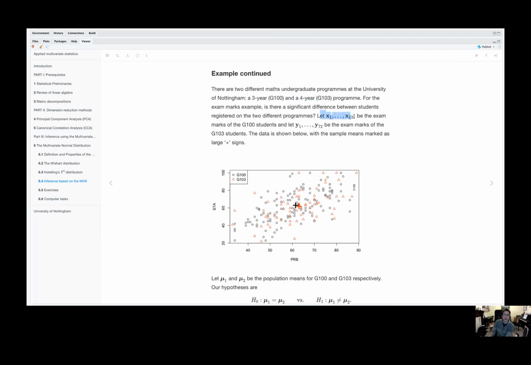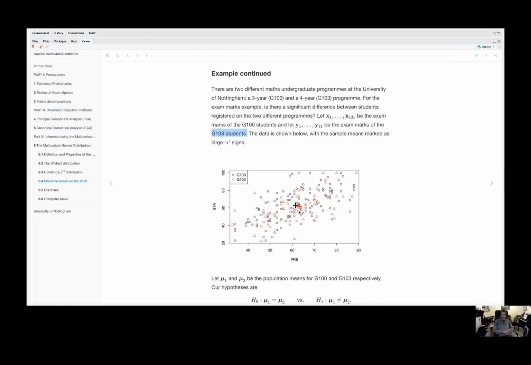So we're going to let x1 to x131 be the marks of the G100 students, so they're the 3-year students. And we're going to let y1 to y72 be the exam marks of the G103 students, the 4-year students. Okay, so I plotted them here. So I've got the G100 students in black and the G103 students red triangles. And I've plotted on the 2 sample means, the 2 sets.